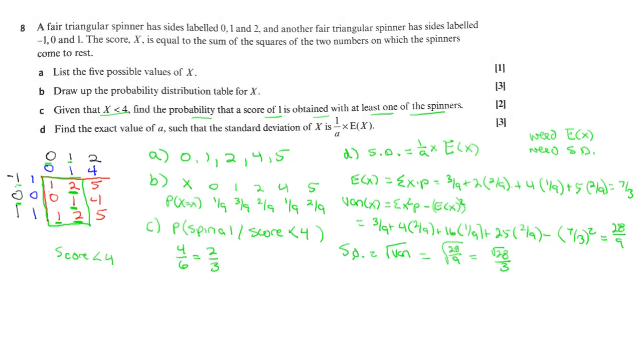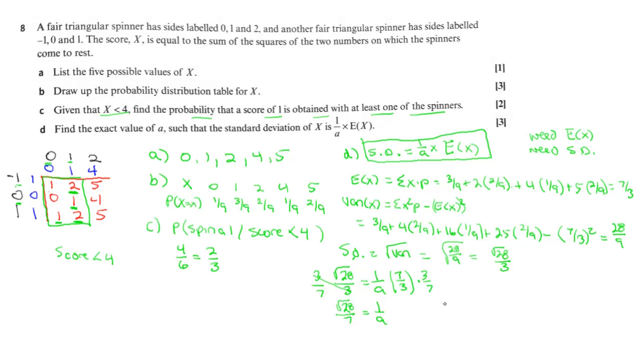Now, I'm going to take what they gave us in the beginning, and I'm going to fill in everything I know and find a. So the square root of 28 over 3 is equal to 1/a times the expected value, which is 7/3. And what I can do is multiply both sides by the reciprocal of 7/3, and then I'll get rid of the 7/3. These 3's will cancel out. That's going to give me the square root of 28 over 7 is equal to 1/a. And then all I can do is cross multiply.